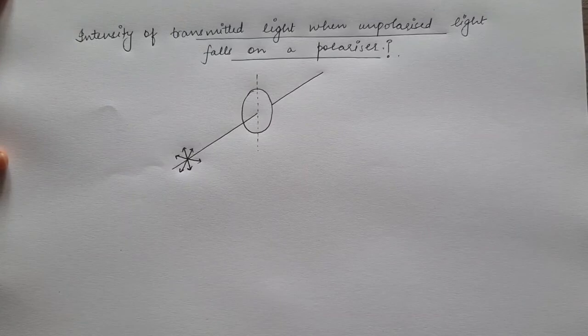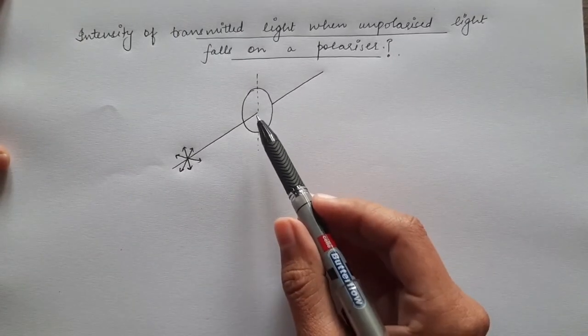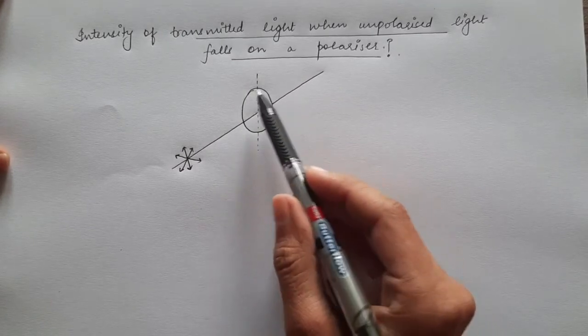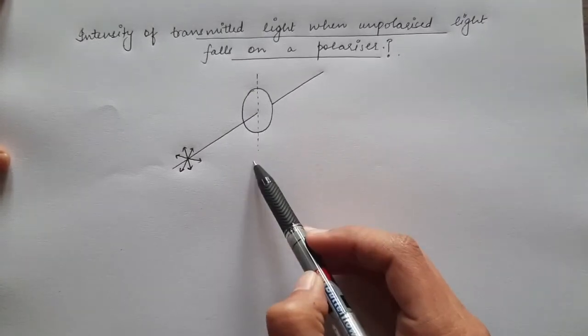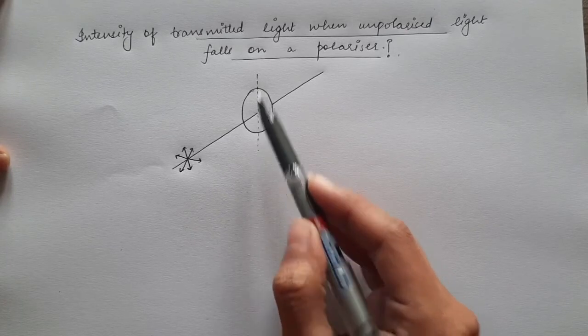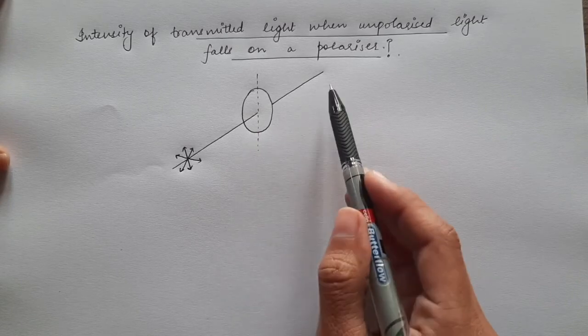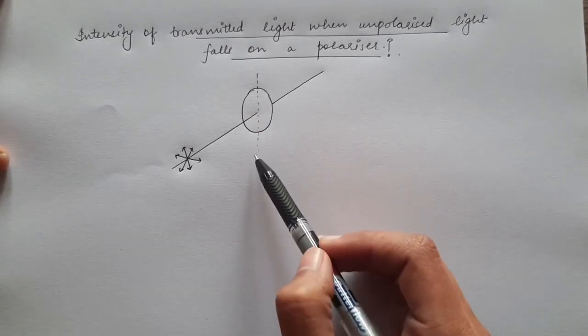As we already discussed, when plane polarized light falls on a polarizer, the transmission axis allows only that component of the electric field to pass through which is parallel to the transmission axis. So only that component passes through the polarizer which is parallel to the transmission axis.